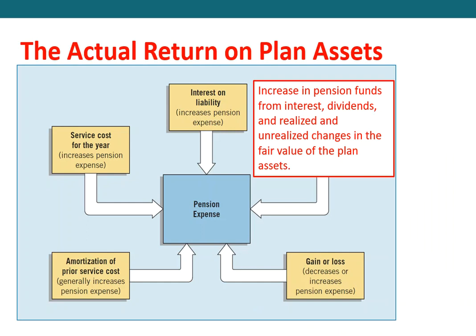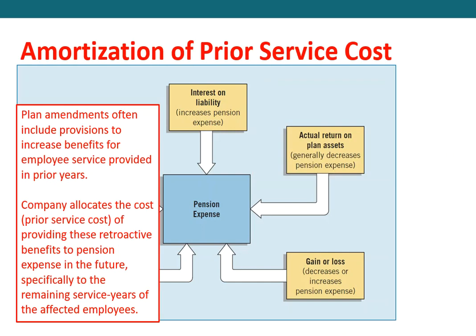The next component we're going to consider is the amortization of prior service costs. Often we might amend our pension plan, and these amendments can include provisions that will increase benefits for employees for services they've provided in prior years. The theoretical justification for our accounting treatment is that these additional benefits will entice the employee to stick around for the rest of their anticipated service years. So what we will do is take that cost and amortize it over the remaining service years for each individual employee.